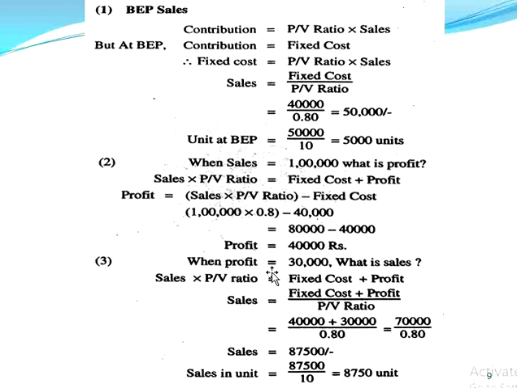Third condition: when profit is 30,000, what is the sale? By the same formula we can calculate sale, as all these values are given. So sale is equal to 87,500 rupees. If you want to calculate in terms of units, just divide by the selling price, that is 10 rupees per unit, and we get 8,750 units.